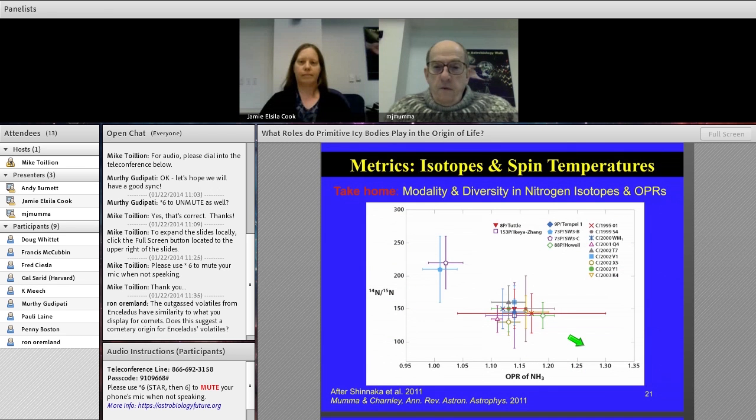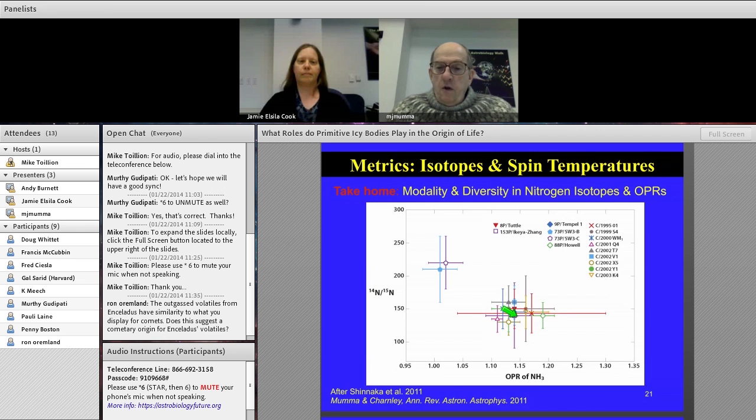Okay, so now comparing these two metrics has been done by Shinaka and Kawakita and company. And what's interesting is that suddenly what you see is that for a variety of comets, and these, by the way, are grouped by orbital class.